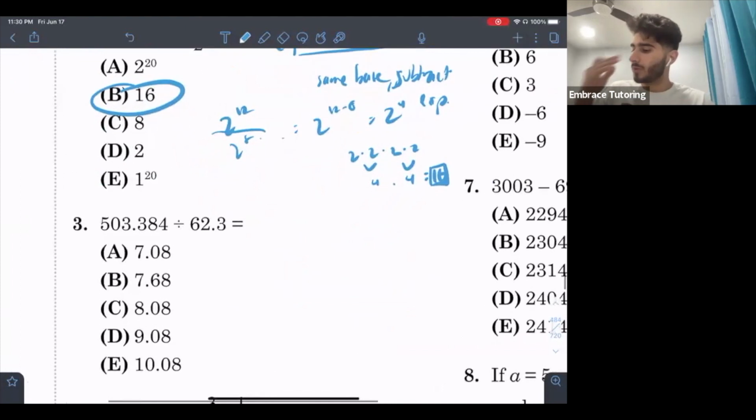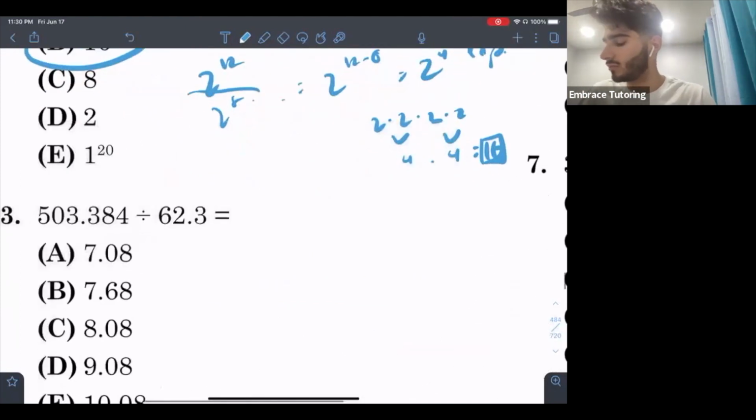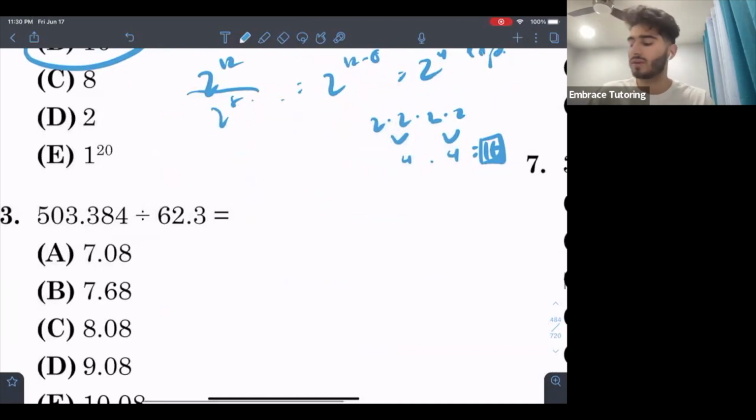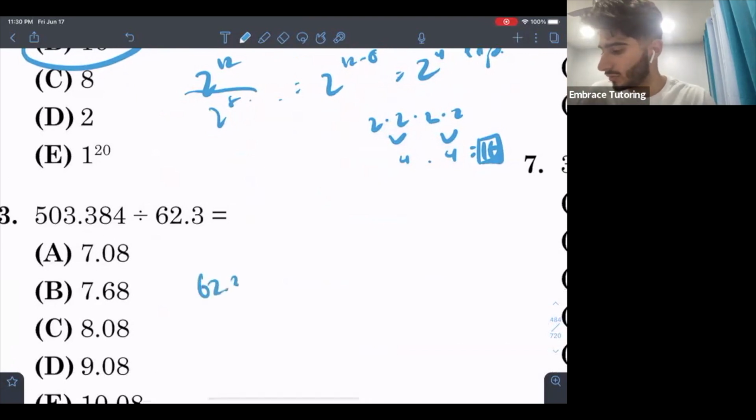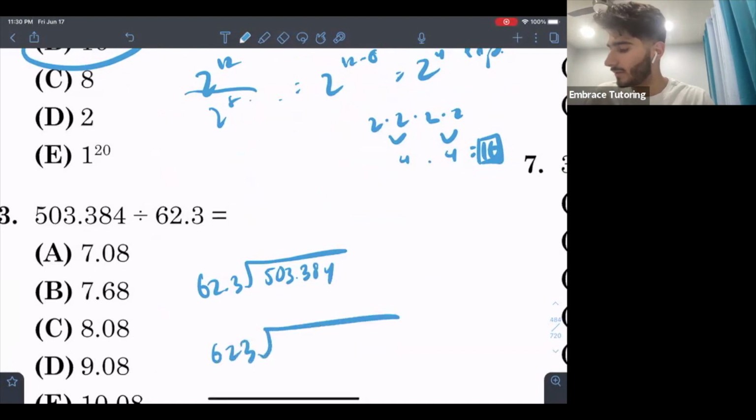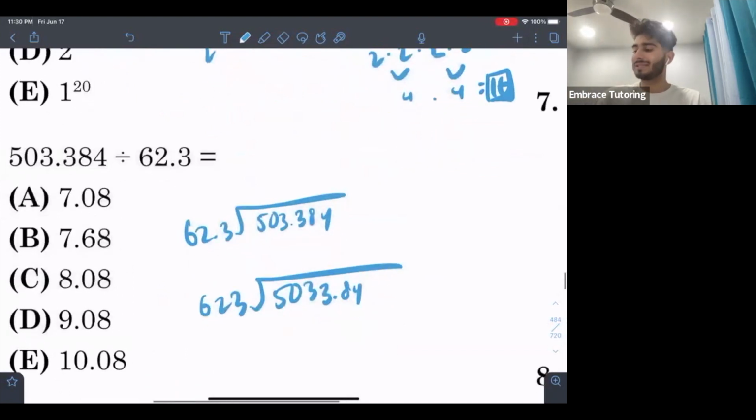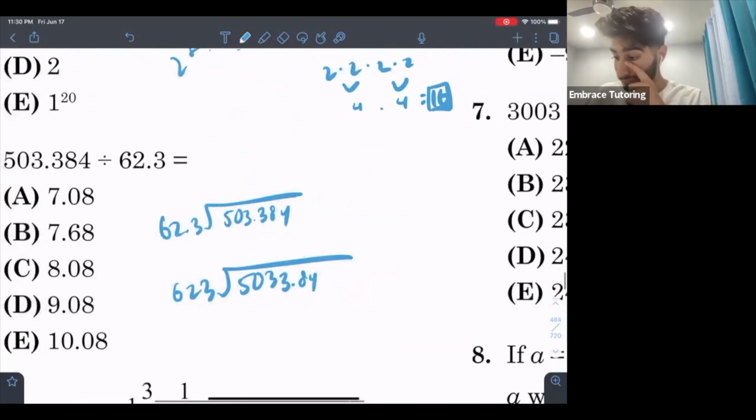Now, question 3. 503.384 is divided by 62.3. So what you could do here, instead of using decimals, you can multiply everything by 10 to make it easier for yourself. So you could do 623 divided by, or rather 5033.84 divided by 623. Now it's easier to divide.